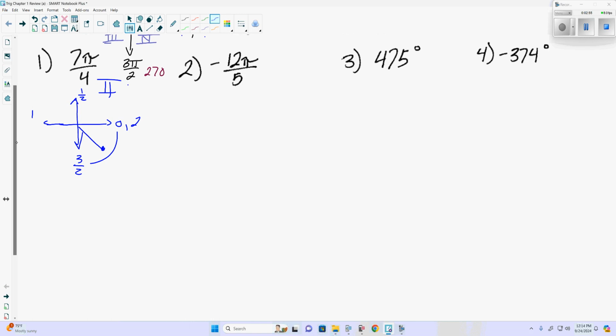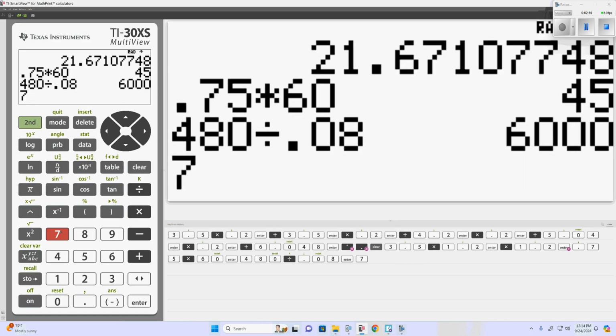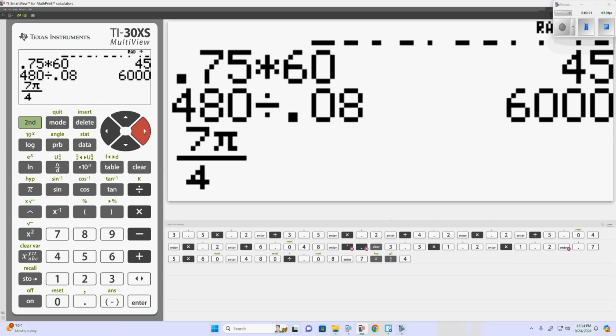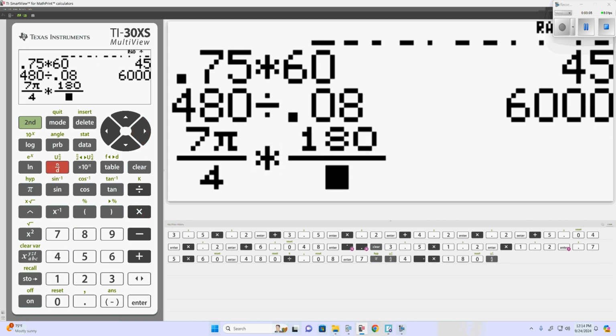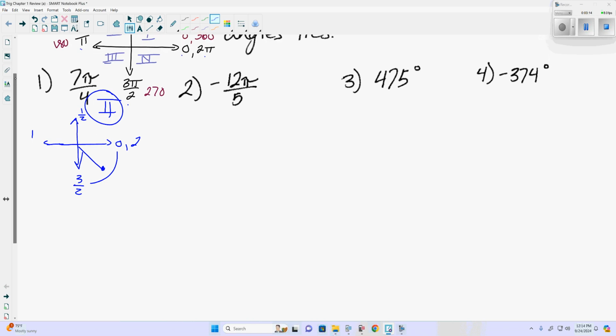The other way we can do this is convert it from radians to degrees. Well, 7 pi over 4, to convert to degrees, we multiply it by 180 over pi, which gives us 315 degrees. 315 is between 270 and 360, so we are indeed in quadrant 2. Questions on 1?